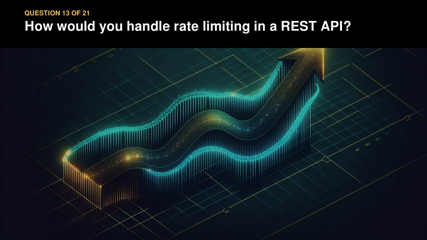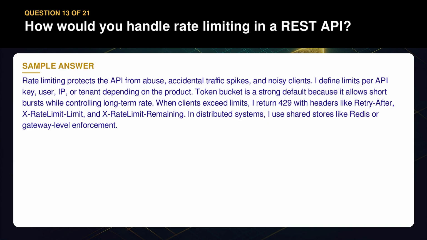How would you handle rate limiting in a REST API? Rate limiting protects the API from abuse, accidental traffic spikes, and noisy clients. I define limits per API key, user, IP, or tenant, depending on the product. Token bucket is a strong default because it allows short bursts while controlling long-term rate. When clients exceed limits, I return 429 with headers like Retry-After, X-RateLimit-Limit, and X-RateLimit-Remaining.